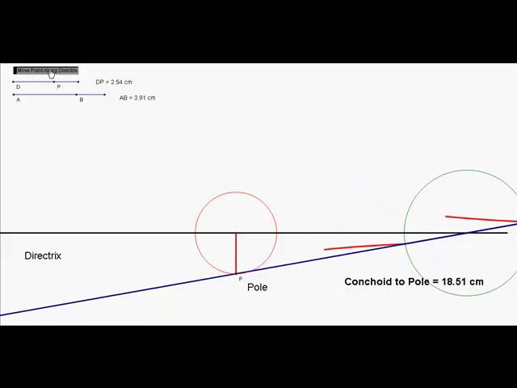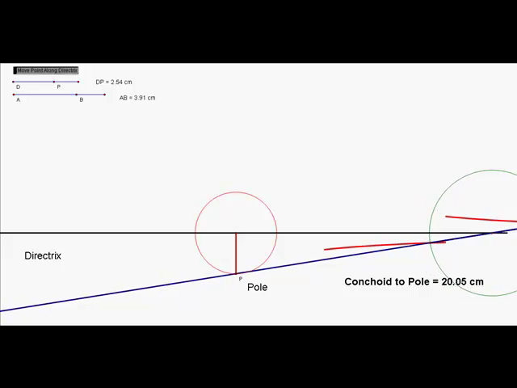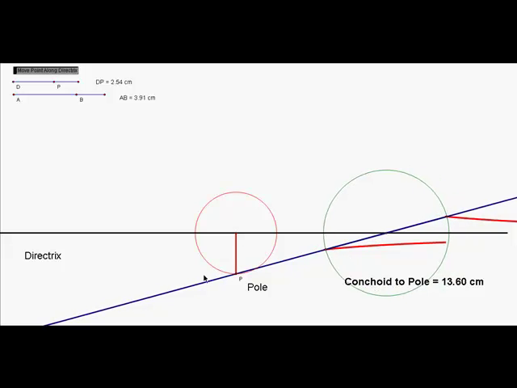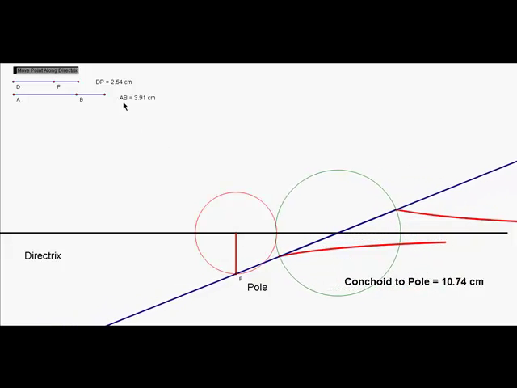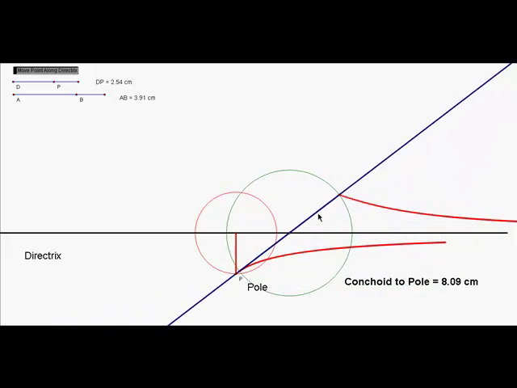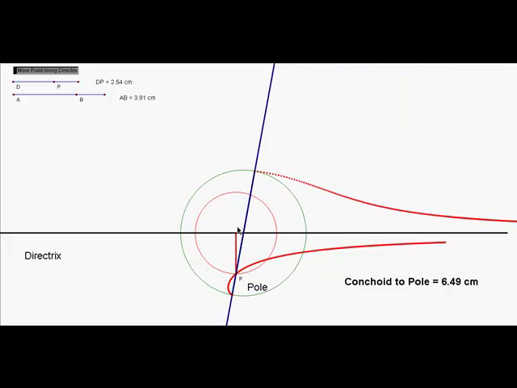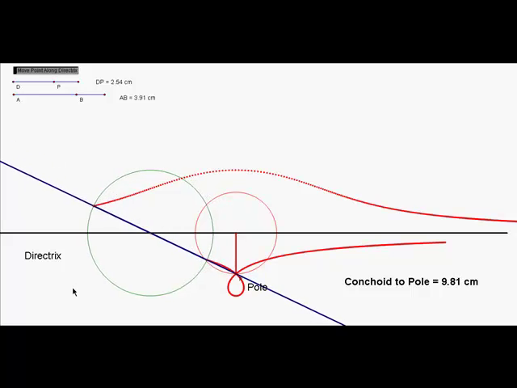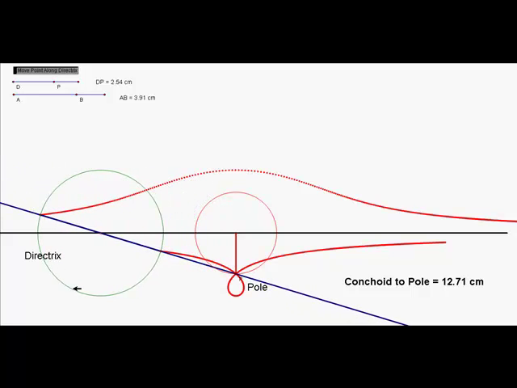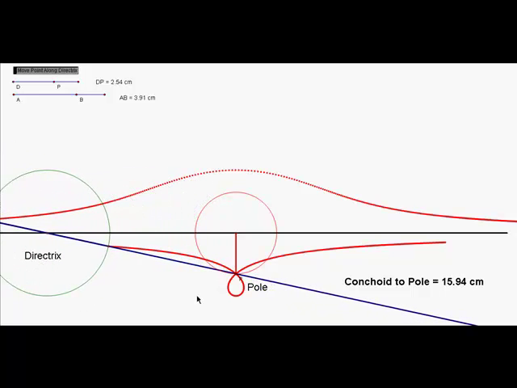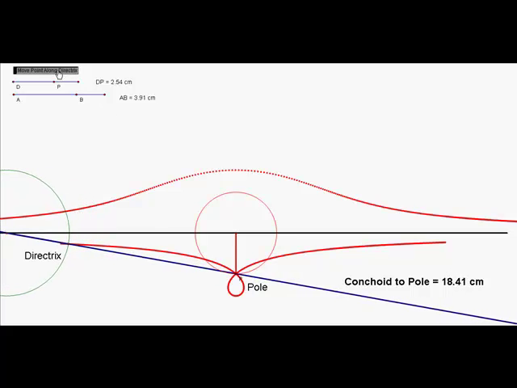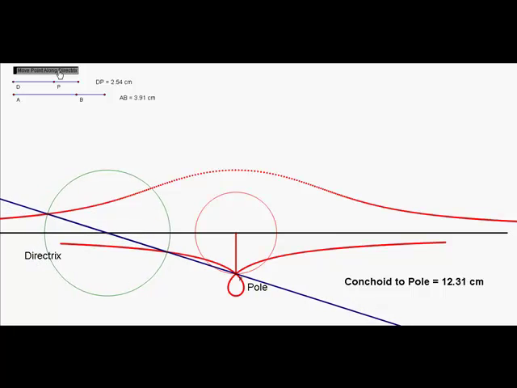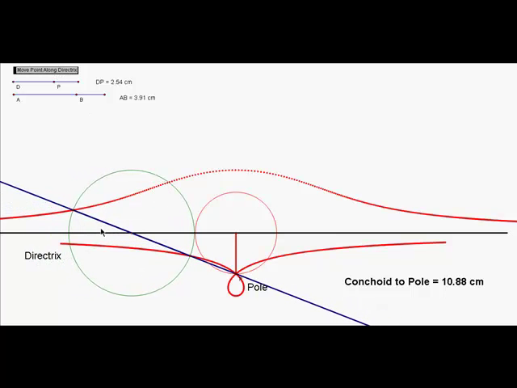Let's trace our conchoid. Notice that this distance is changing. It's the distance from the curve to the pole. But notice that the radius of the large circle remains the same, so the distance from the directrix to the curve is always the same. Notice the classic loop underneath the pole. The conchoid is a family of curves, and let's show a couple possibilities.